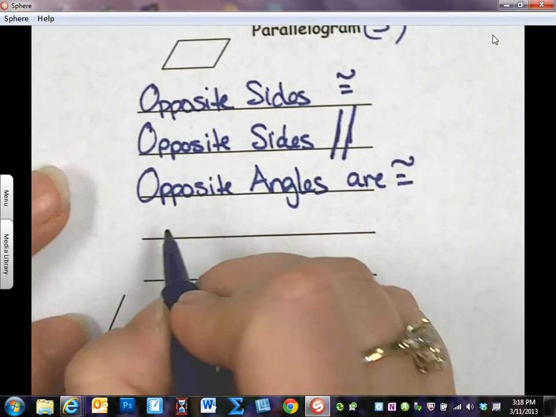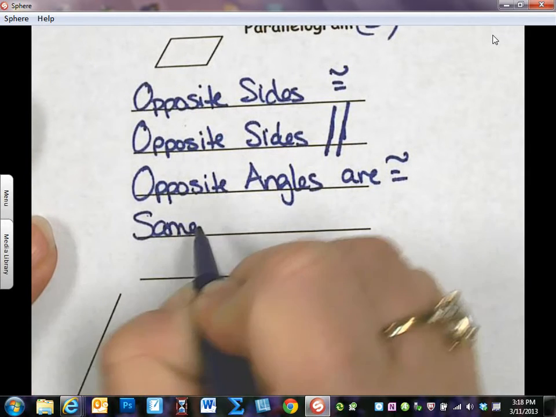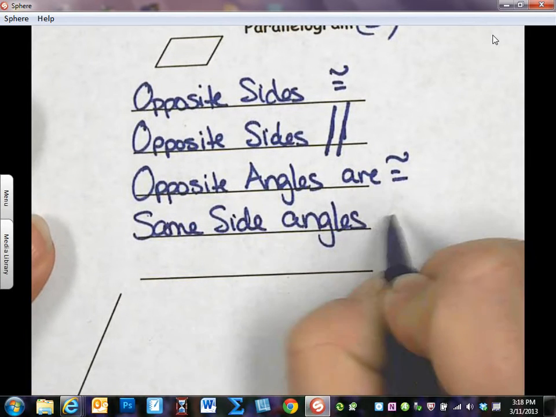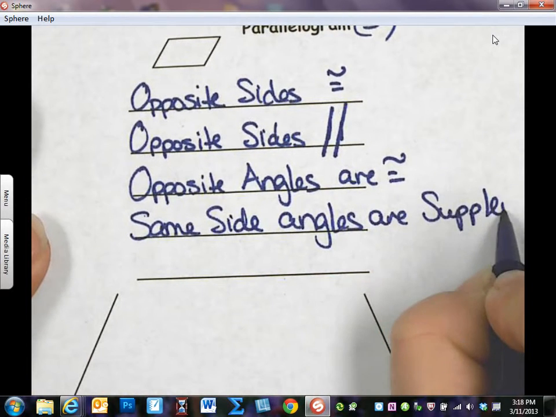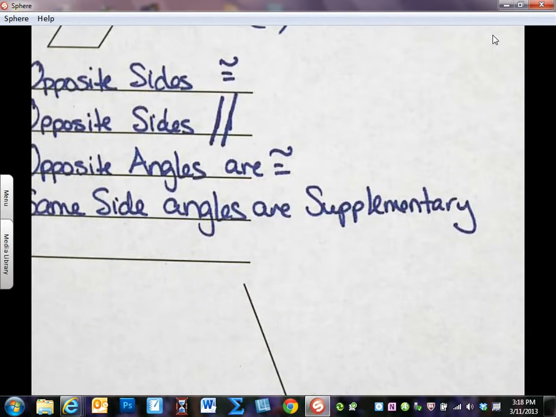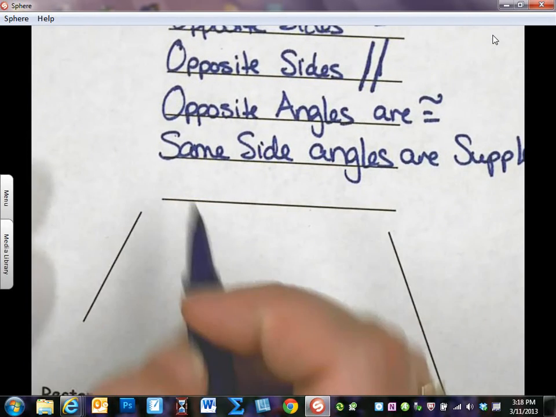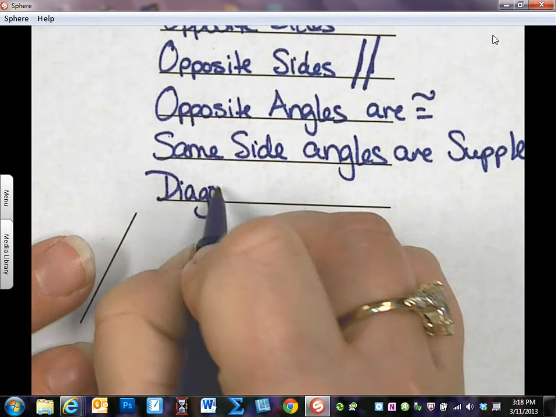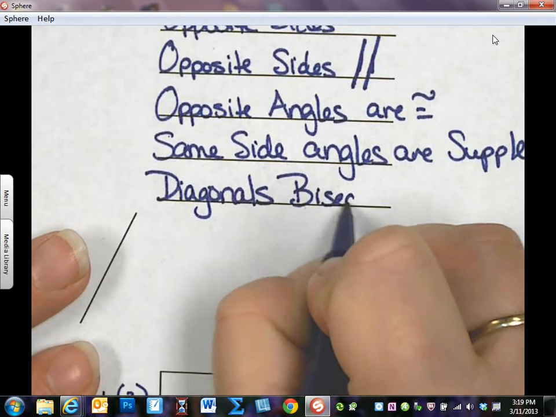We know that the consecutive or same side angles are supplementary. I realize that's a great big word and went out too far. So opposite or same side angles are supplementary. And the last thing we know is about the diagonals. The diagonals bisect each other.